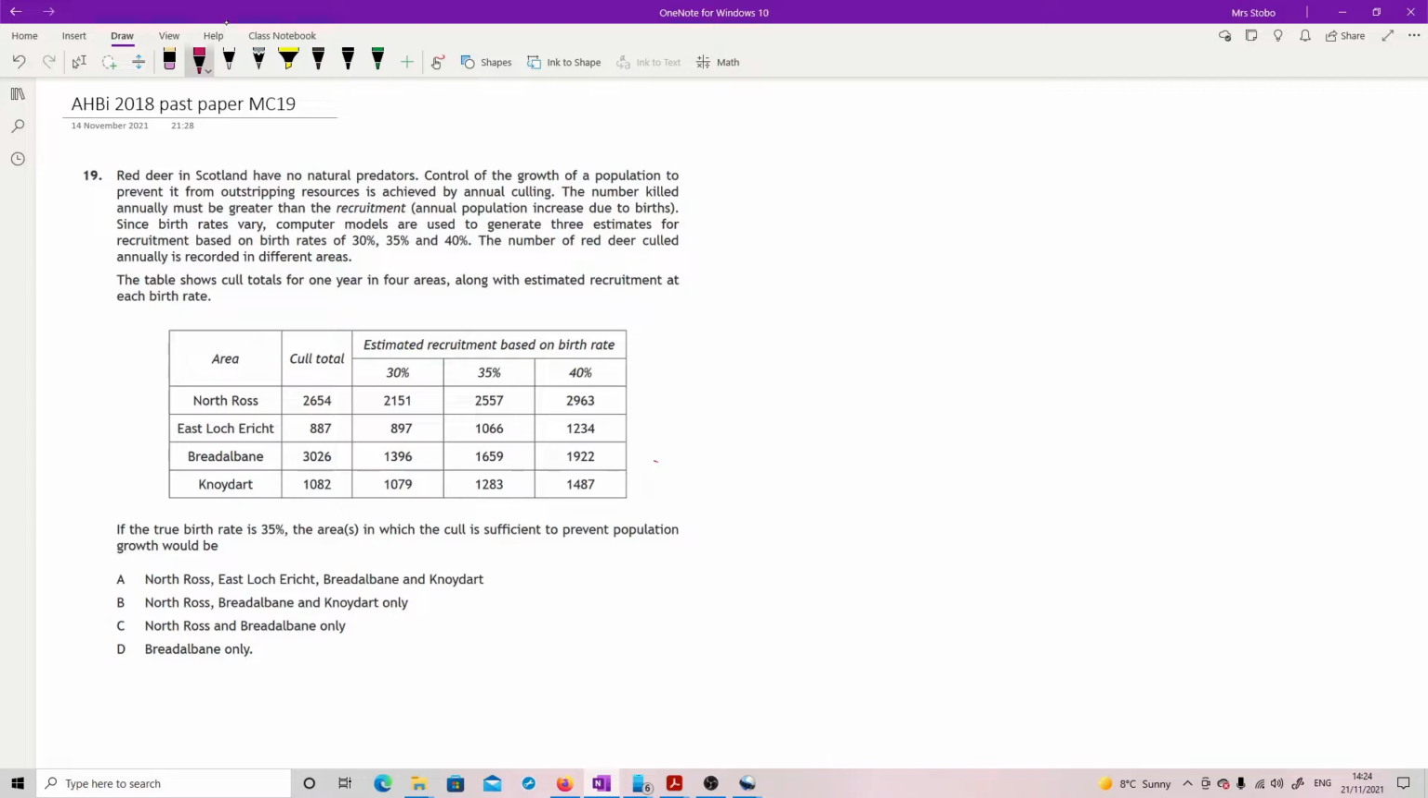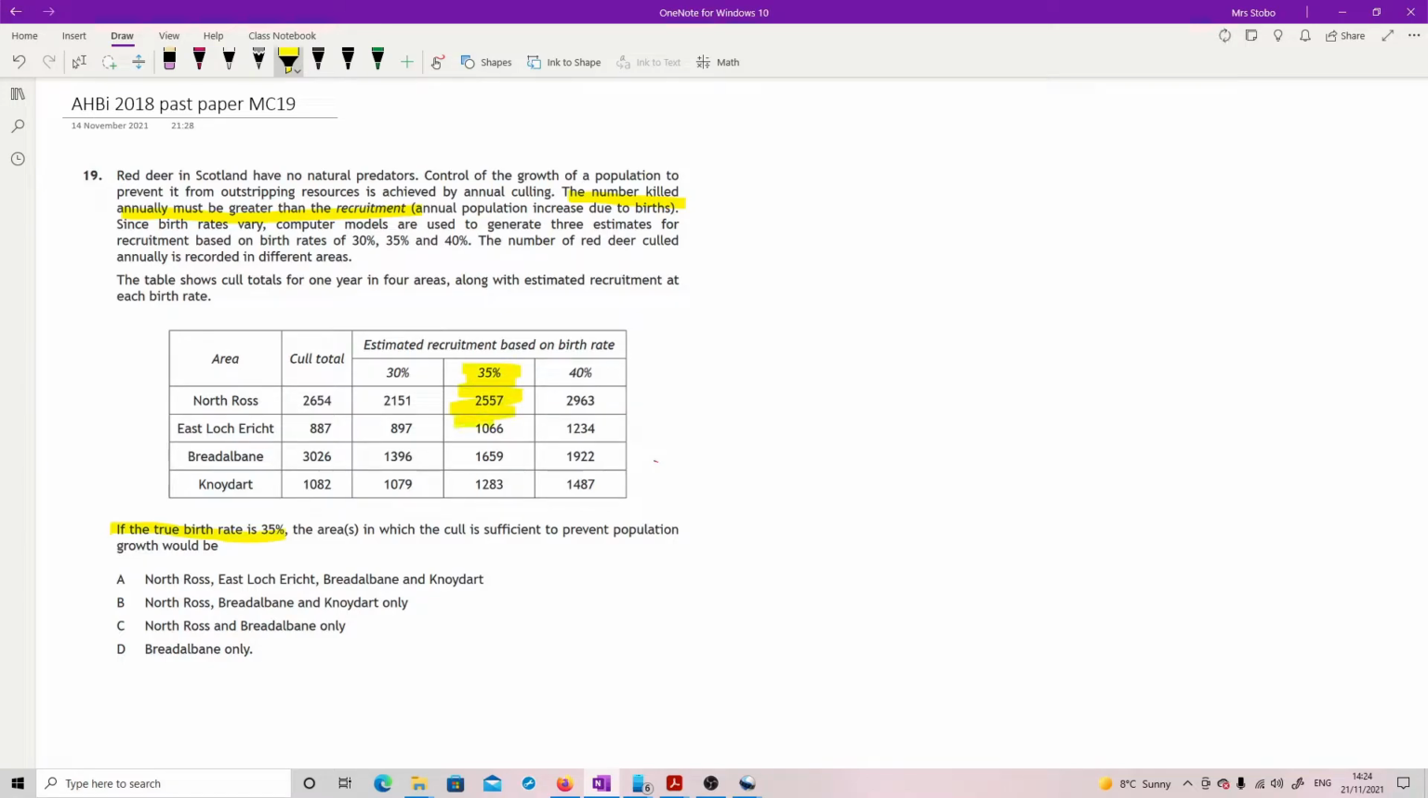The number of red deer culled annually is recorded in different areas. The table shows cull totals for 1 year in four areas along with the estimated recruitment. If the birth rate is 35%, the areas in which the cull is sufficient to prevent population growth would be... Okay, so it tells you the number killed must be greater than the recruitment, right? They've then said, if the true birth rate is 35%.